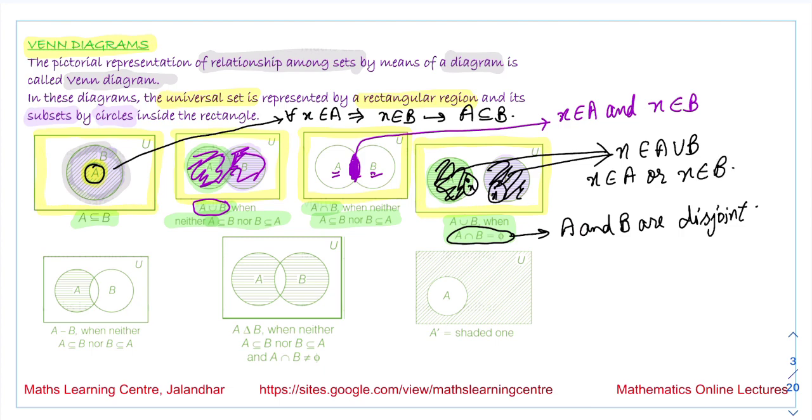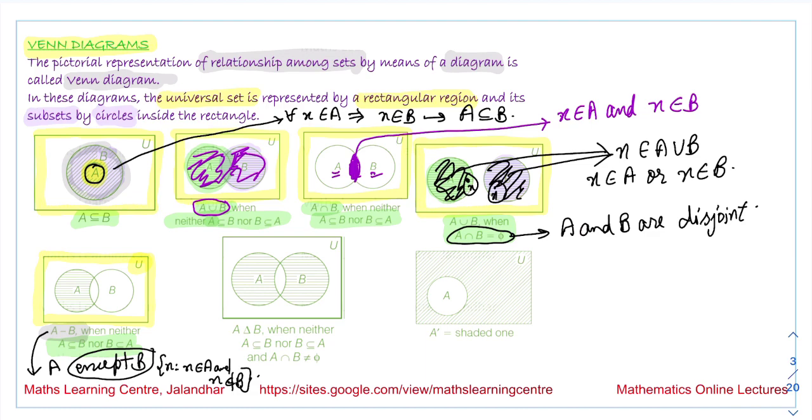Next we have the condition that neither A is a subset of B nor B is a subset of A, and we are talking about A minus B. We know the definition of A minus B. What is A minus B? It is all elements of A except those of B, that is, we do not consider the elements of B. Equivalently, it is the set of X such that X belongs to A and X does not belong to B. This is shown over here with the universal set as a rectangle.